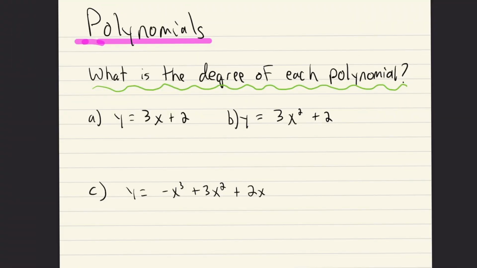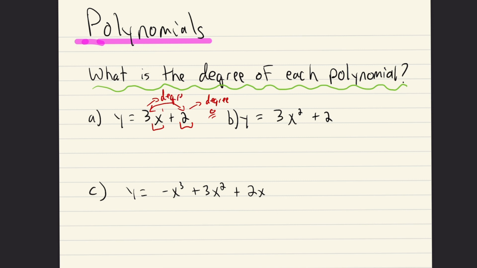Now let's say we're asked to define the degree of each of these polynomials. If I look at the first one in A, I have 3x plus 2. So here are the two terms. 3x is one term and plus 2 is the other term. That makes it a polynomial, and I want to know what the degree is. Well, here, because I have no variable, this has a degree of 0. So we're going to write 0. And then this has one x term with an invisible 1 over here, which has a degree of 1.